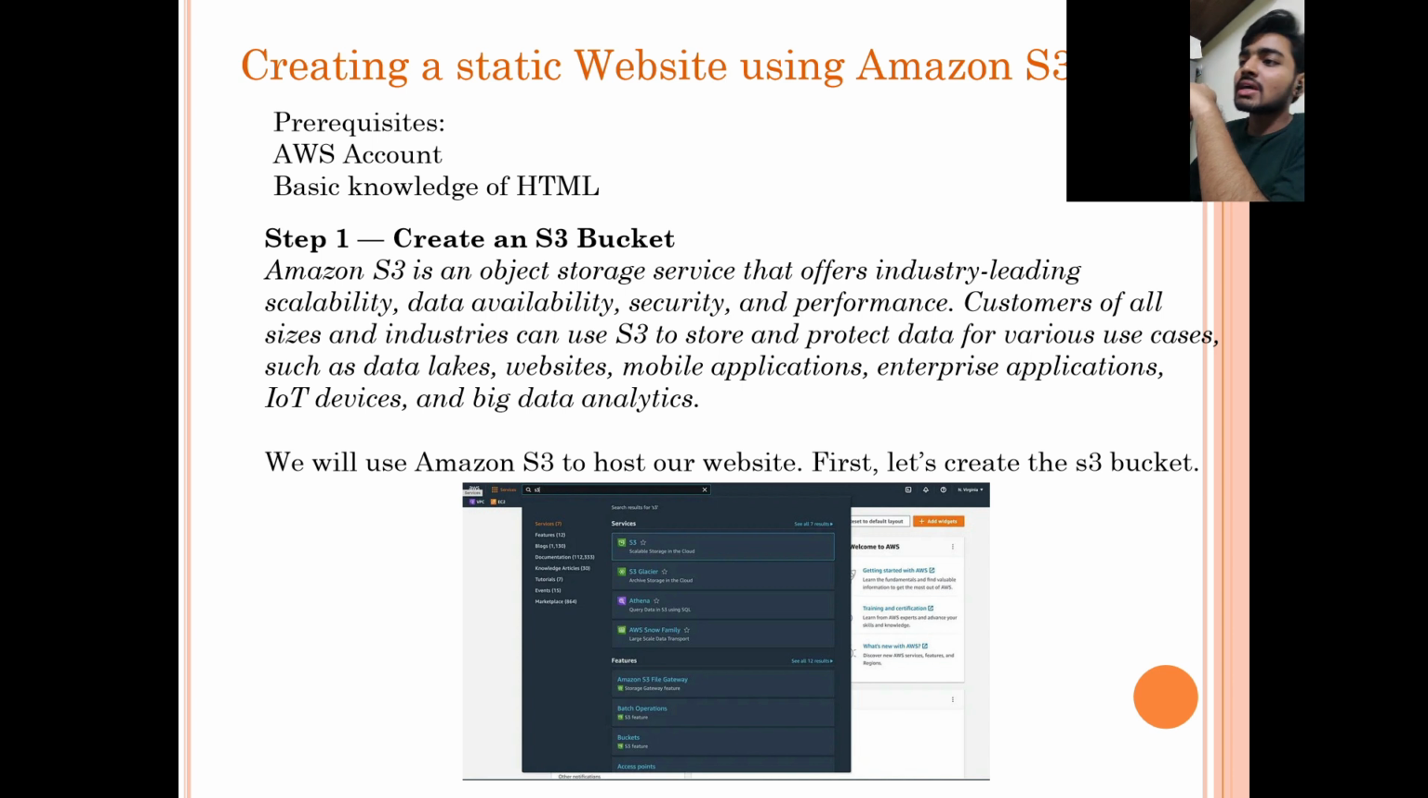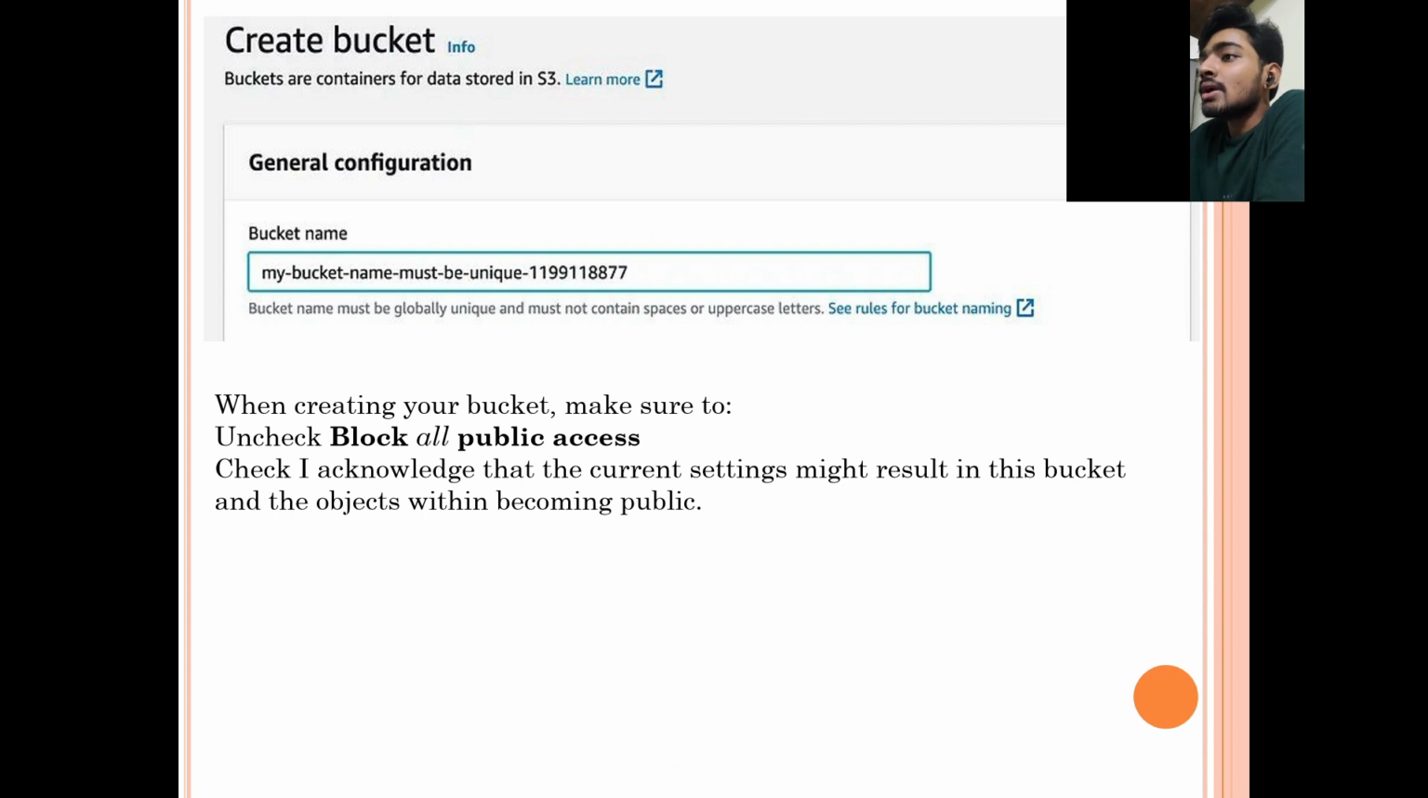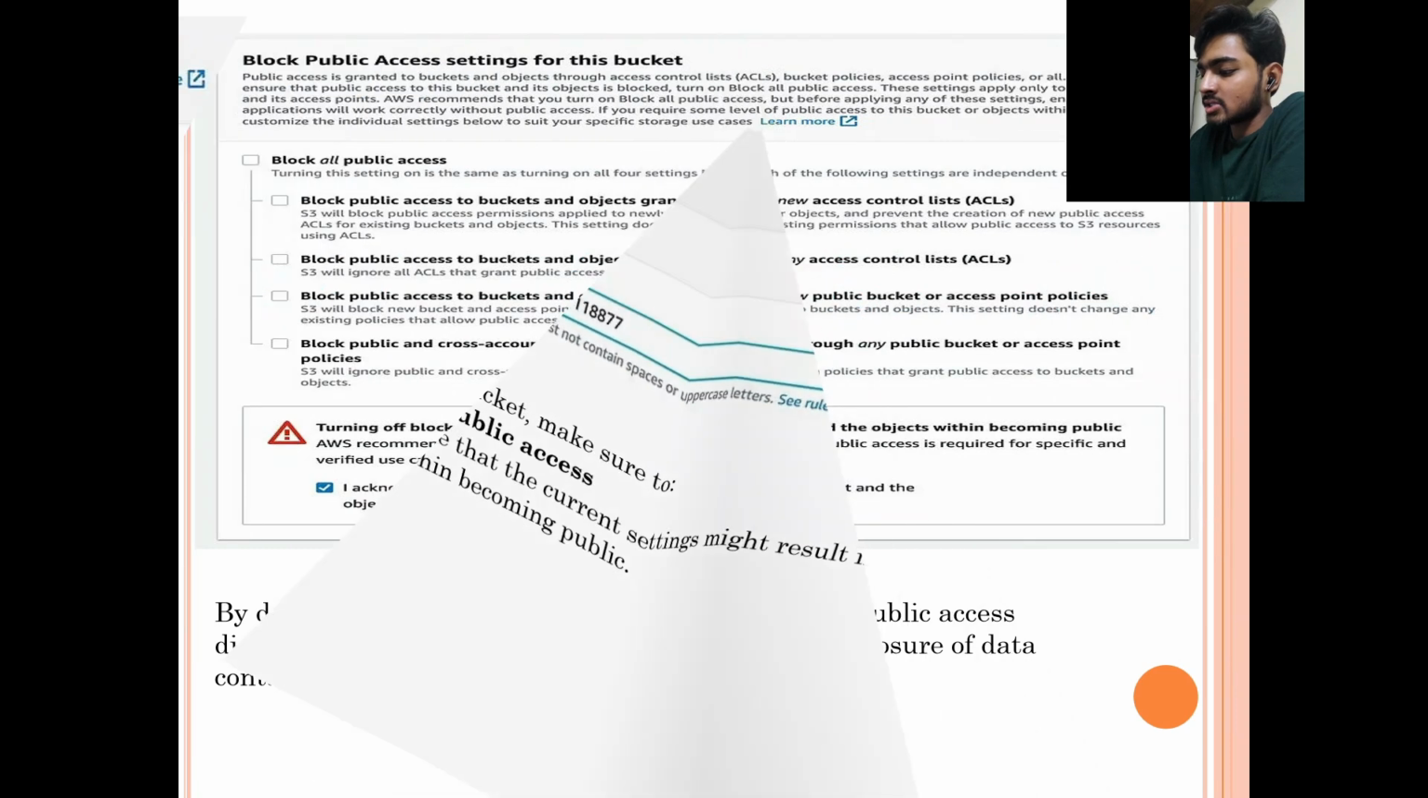Now step one is creation of the S3 bucket. We will use Amazon S3 to host our website. First, let's create the S3 bucket. In the services pane, you need to select the S3 option, and then you need to give a name to your bucket. Basically, the bucket name should be globally unique and must not contain any spaces or uppercase letters.